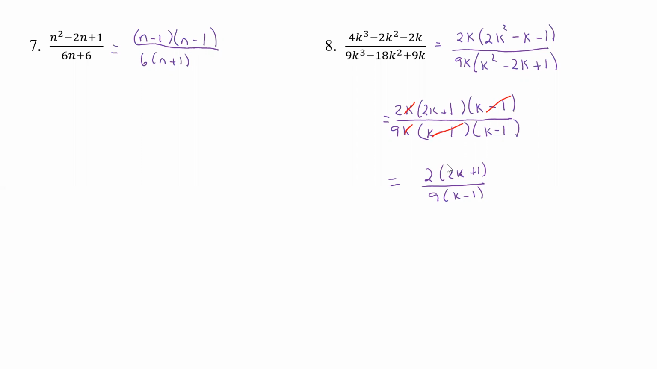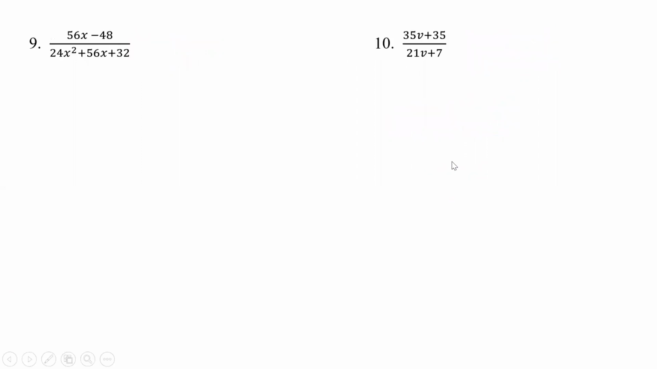All right. Next one here. So in this one, I see that I have a lot of terms that have common factors, GCFs in them. So up here, it looks like both of those have a factor of 8. And so 8 times 7 is 56. Then I have x. Then 6 times 8 is 48. And so that would be my numerator factored. But my denominator looks like 8 again is going to be a factor. That gives me 3x squared plus 7x, and then plus 4.